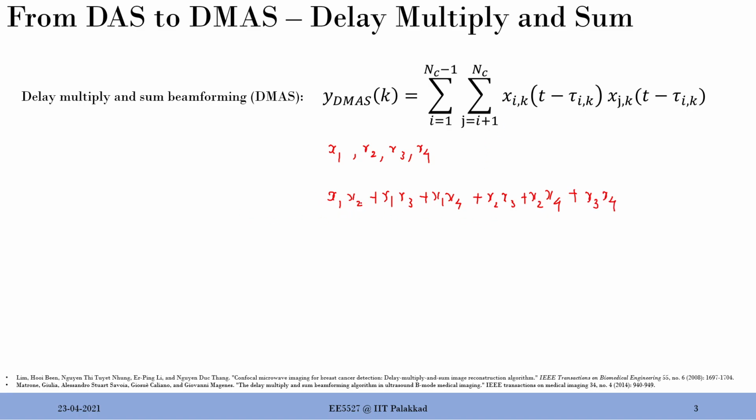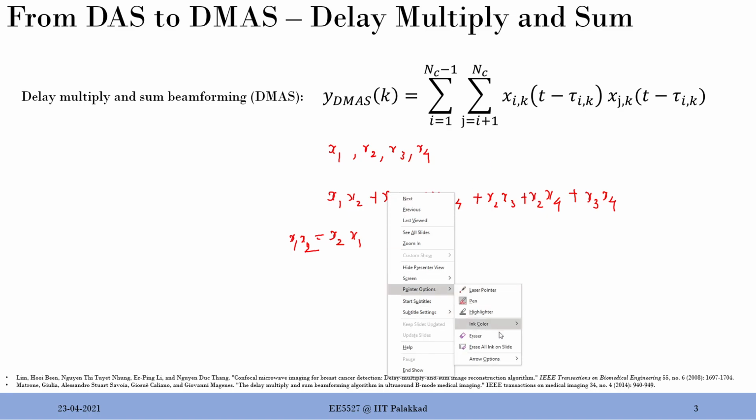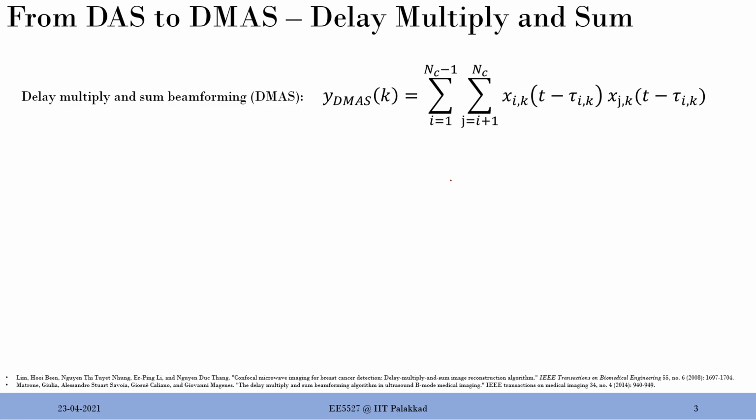You just cross multiply the sensors with all its neighbors except self, and of course you don't need to do x2x1 because it is the same. x1x2 is exactly equal to x2x1, so you don't need to do the other option. Similarly, if x1x3 is already done, you don't need to do x3x1. That's why this formula works. Just to reiterate, you multiply one channel with all other channels except self. You are not going to do x1x1 or x2x2 or x3x3. That's not done, but the neighborhood multiplication is done. That's exactly the literal meaning of delay, multiply, and sum.